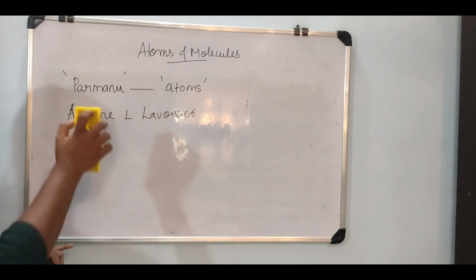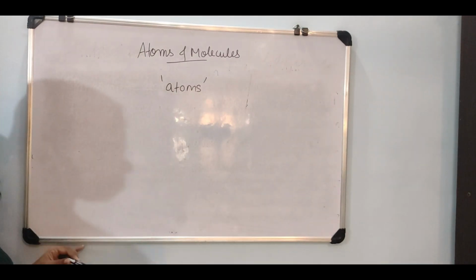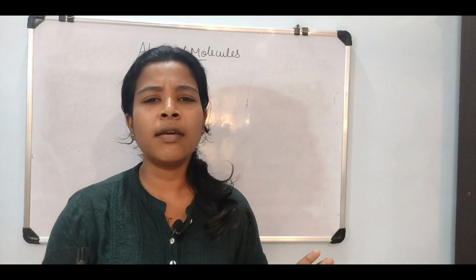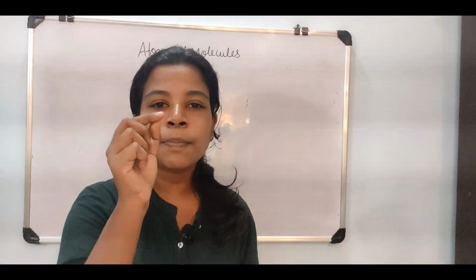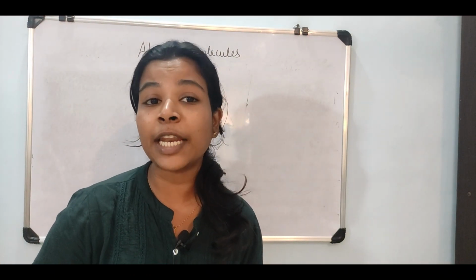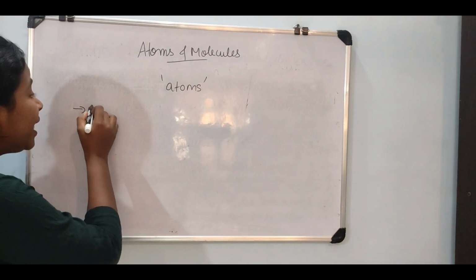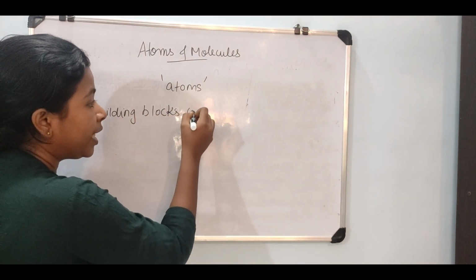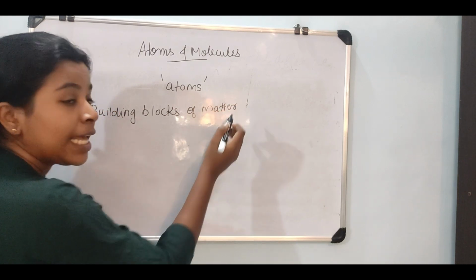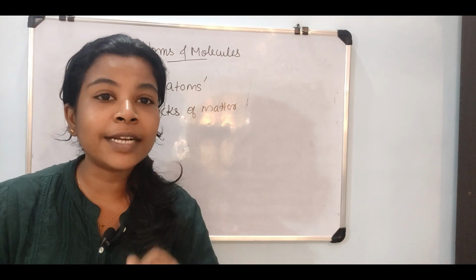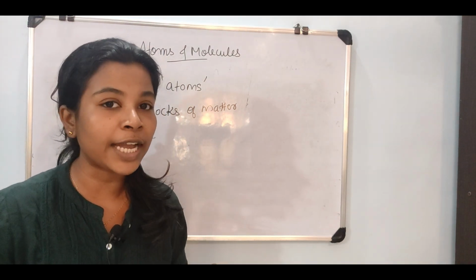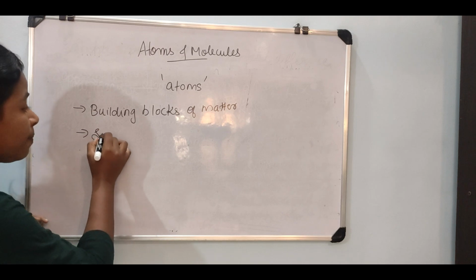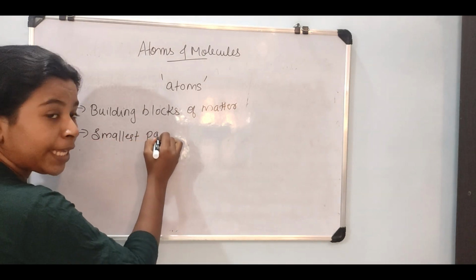Coming to what atoms are: all the matter around us, whether it be this pen, this board, this wall, anything, is made up of tiny particles known as atoms. So atoms can be called the building blocks of matter. And atoms are the smallest particle that takes part in a chemical reaction.